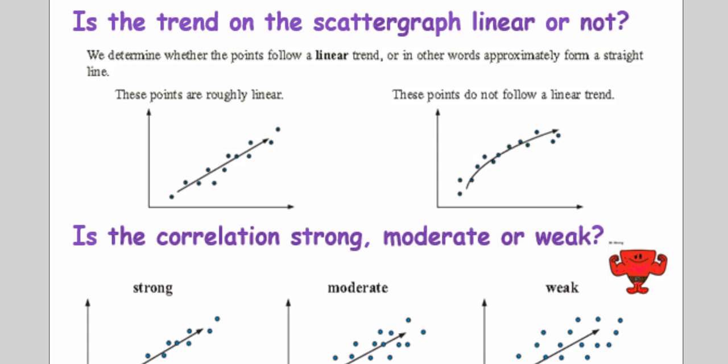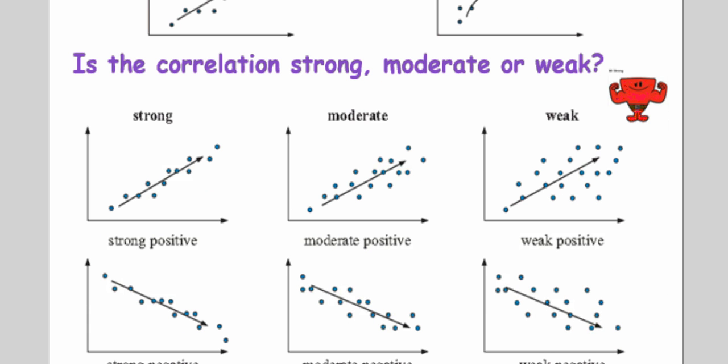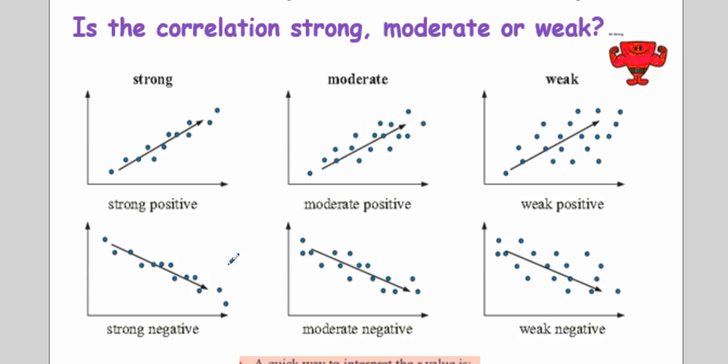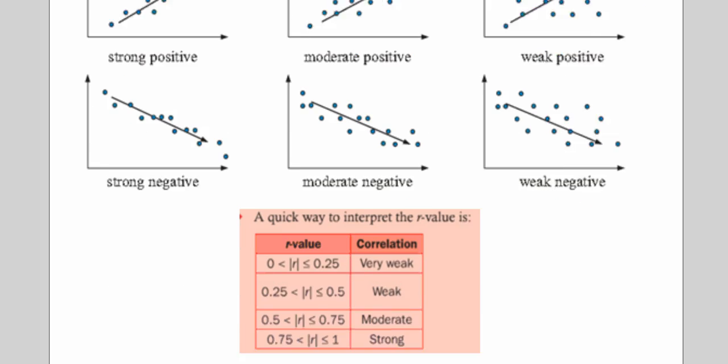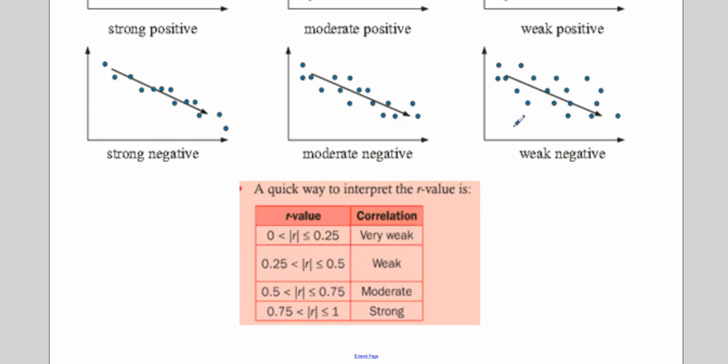Is the correlation moderate, strong, weak? Is it positive, negative? Do you remember things like this from year 7 probably? Weak just means it's more scattered. Strong means it's pretty close to being a line. Moderate is kind of in between. If it's no correlation, what would it look like? Yeah, completely random array.